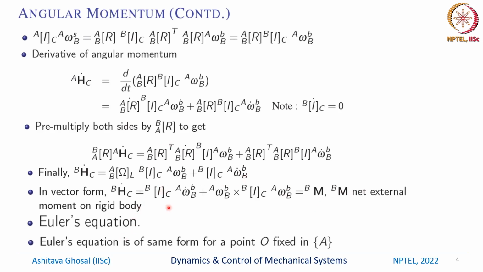An interesting fact about Euler equation is that it need not be about the center of mass. The Euler equation also is valid or has a similar form if it is about a point O which is fixed in A. Okay, so I could have written BHC dot O, but the point O has to be fixed in A. It need not be about the center of mass.